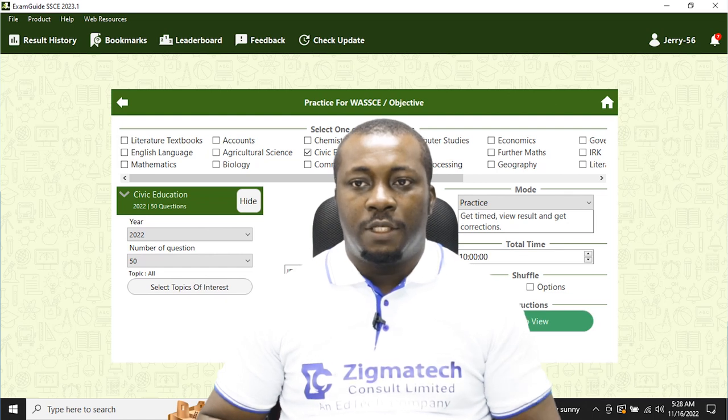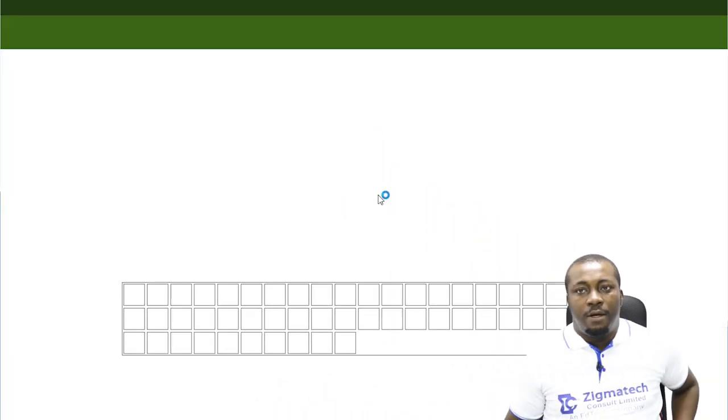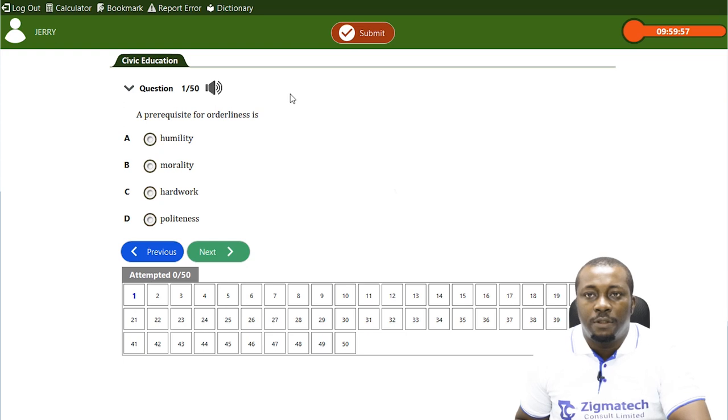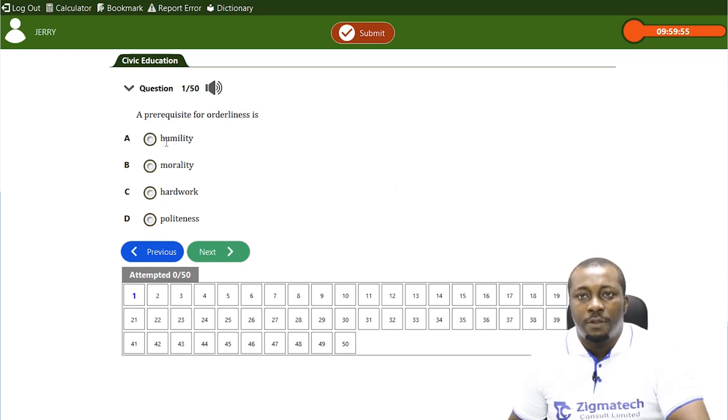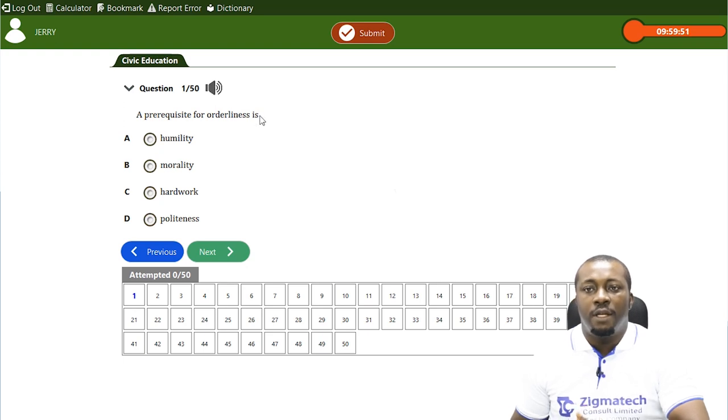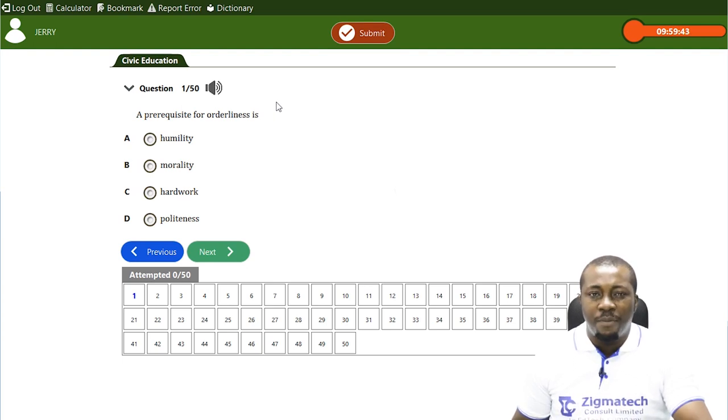Okay, we are starting with objective questions on civic education. Now, this question says, a prerequisite for orderliness. Remember, this question tests your knowledge of orderliness. That's doing things the way it should be done, doing things the proper way. So a prerequisite for orderliness, what should be there for orderliness to be there?